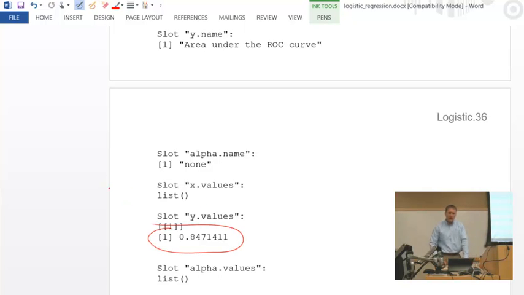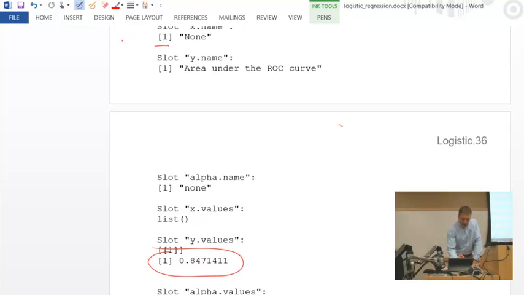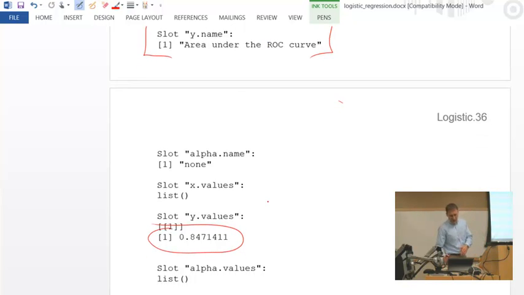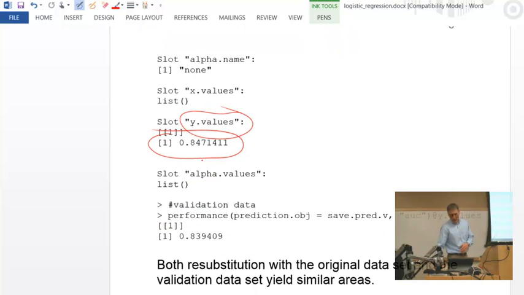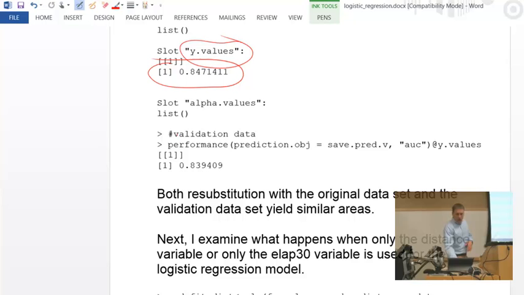to be 0.85. Now, how did I know that that was where the area underneath the curve was? Well, there happens to be a slot called y.name, and it's called area underneath the curve. So that's why I knew for y values, that's what that represented. It could be labeled better, but that's just the way that this function works. For the validation data set, we get an area underneath the curve that's just a little bit lower, about 0.839.